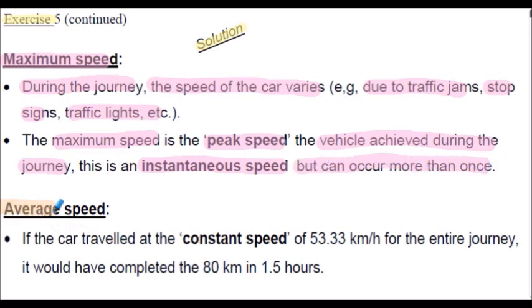Considering average speed, if the car travelled at this average constant speed of 53.3 kilometers per hour for the entire journey, it would have completed the 80 kilometers in 1.5 hours. The calculation of the average speed can be useful as it provides an estimate as to the rate at which the journey was completed.